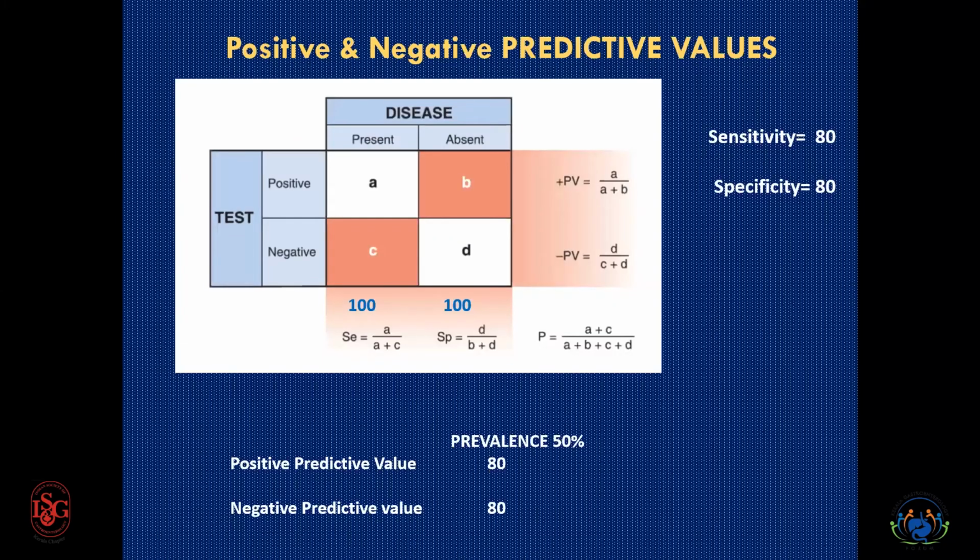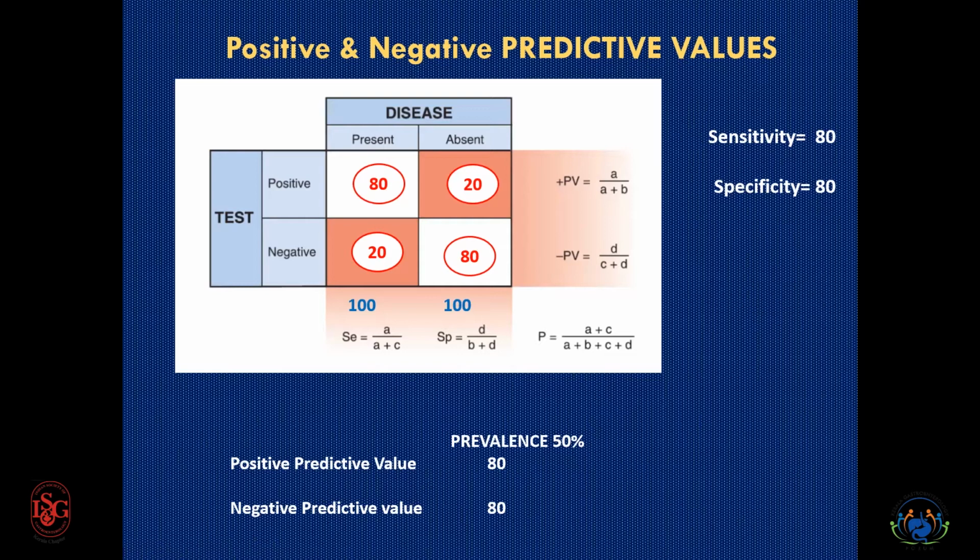Let me take a scenario in which there are 100 persons with the disease and 100 persons without the disease. So in these 200 persons, 50% have the disease and 50% do not. If you have the parameters of 80% sensitivity and 80% specificity, we know that the chance of a person having the disease in the presence of a positive test is 80%. That is what is called the positive predictive value. The chance of a person with a negative test not having the disease is again 80%.